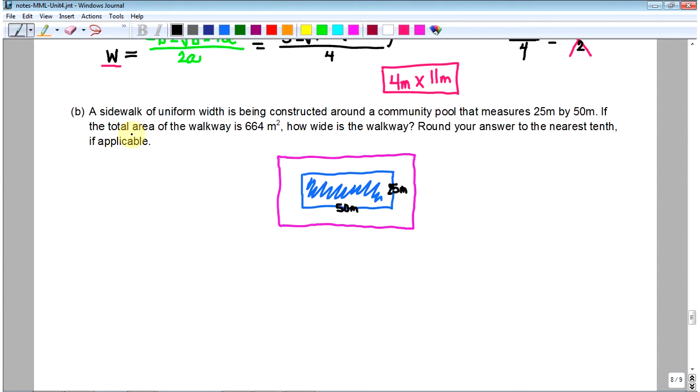If the total area of the walkway is 664 square meters, how wide is the walkway? Round your answer to the nearest tenth, if applicable. So we're trying to figure out how wide our walkway is. So we can assign a variable to that. Let's call it x. So we know that the width of the walkway is uniform. So on each side, I know that width will be x meters.